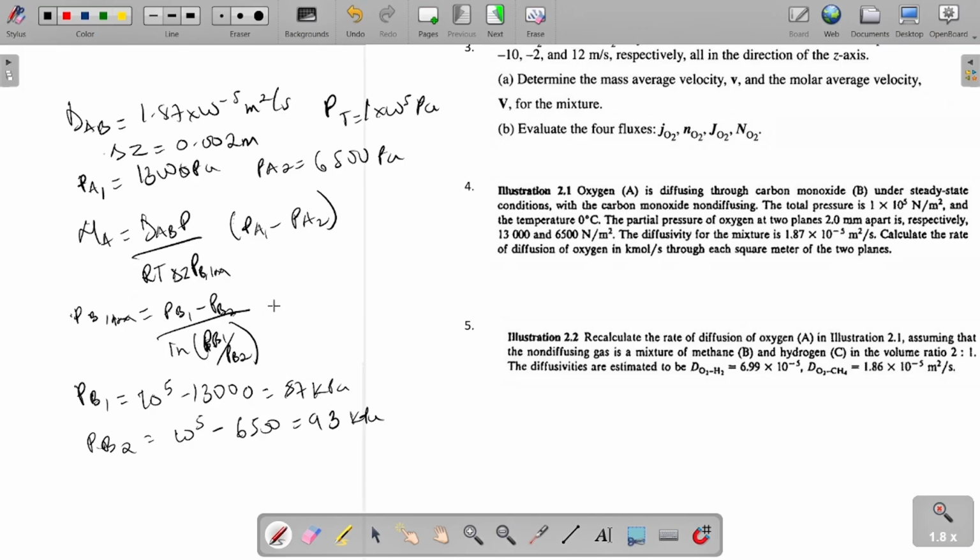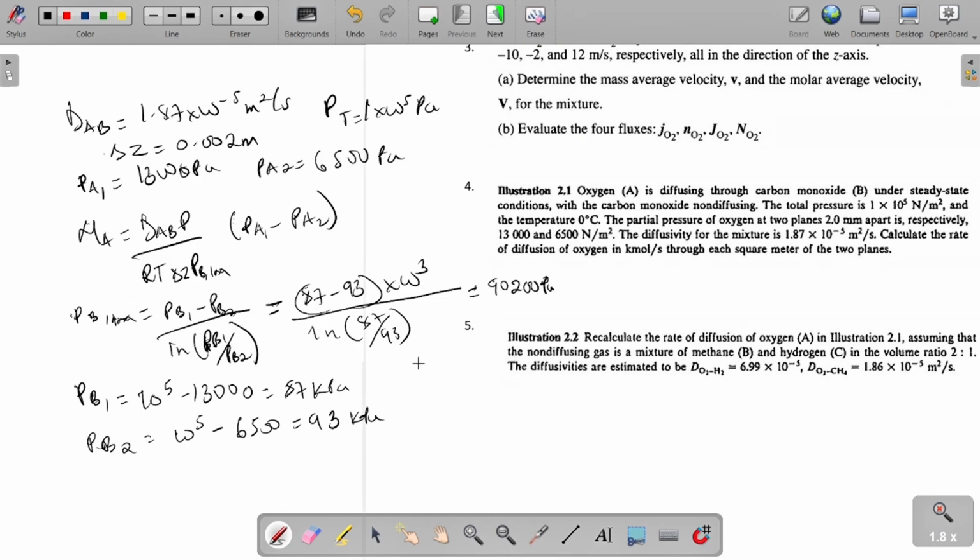If I get this one, that means I can calculate the log mean. So I'll have 87 minus 93, all times 10 to the power 3 because they're in kilopascals, over ln of 87 over 93. Over here, the log mean ends up being 90,029 Pascal. That's the log mean.